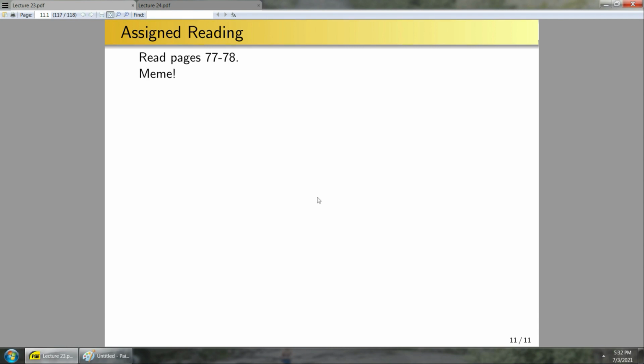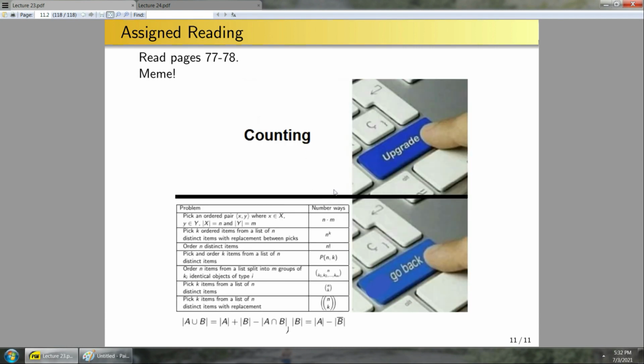And we have a meme. Counting, upgrade, all of these different counting methods.